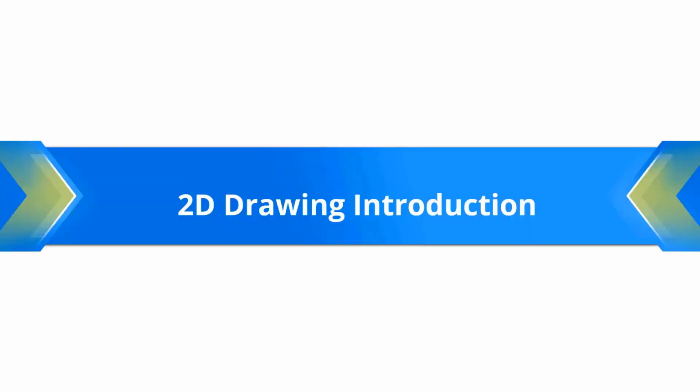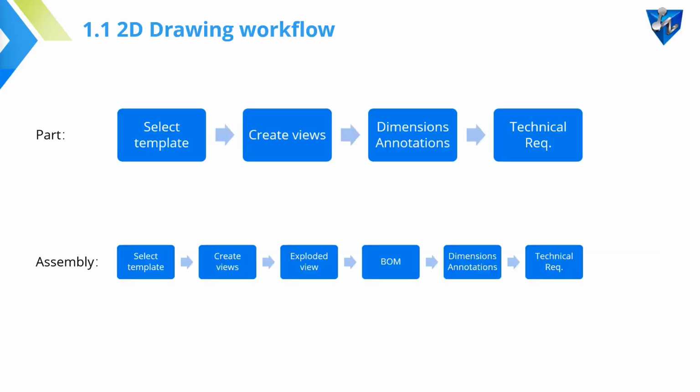As we all know, 2D drawing is very important during product design and the manufacturing process. So what's the workflow? Generally, our products divide into two kinds. One is the individual part, and another is assembly. So the workflow starts from selecting a proper template, then creating the necessary views, and then adding dimensions and annotations. After that, we will insert technical requirements.